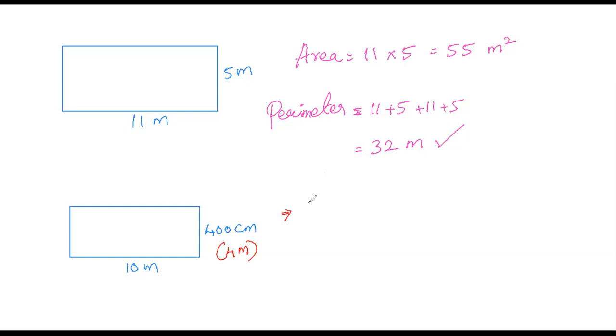So then you do just 10 times 4, which is 40. And what is perimeter? 10 plus 4, 14, and 28. Hope you guys understand that.